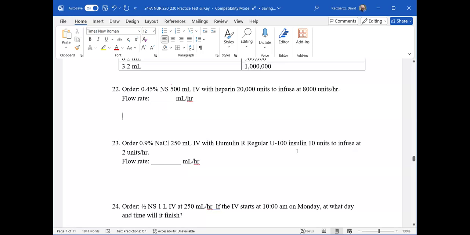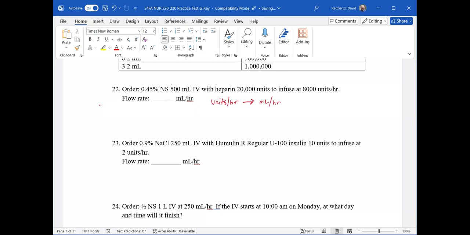So when you're doing these infusion rates and you're converting units per hour to milliliters per hour, basically you just need to know how to use dimensional analysis to get you from point A to point B. So what we're trying to do is go from units per hour and convert that to milliliters per hour. And the only way we can do that conversion is with the available medication we have.